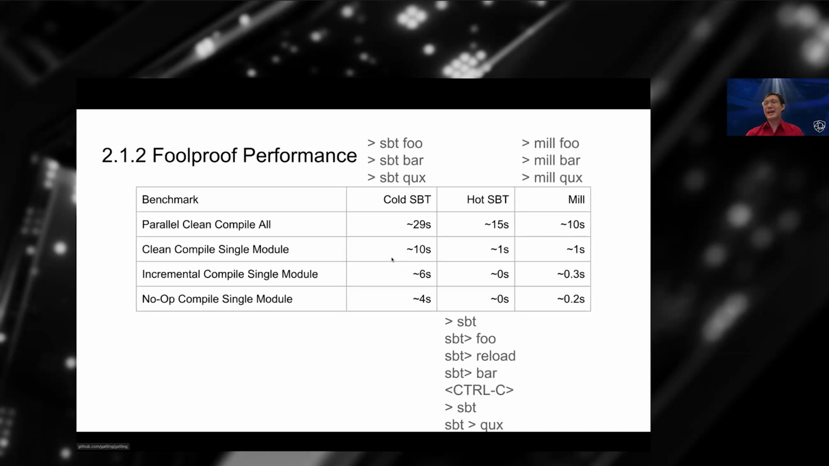So Mill isn't that much faster than SBT if used ideally. You look at the numbers here: Mill's incremental compiles, no-op compiles, clean compile of a single module. Even the parallel clean compile is off by just a few seconds. It's not that much faster. But the thing about Mill is that Mill basically automates all this SBT long-lived process management dance for you. And it's all built in.